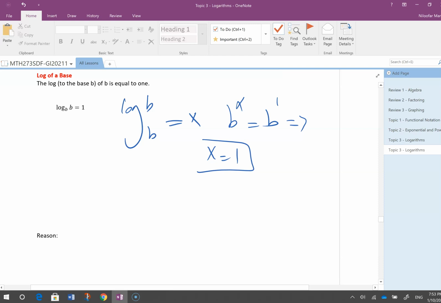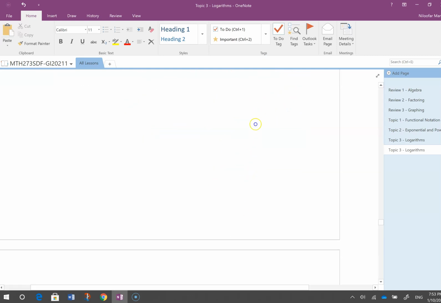How about logarithm b base b? Let's say that's x. B power x is b. But what is x? X is 1. So again, these are just by the definition.